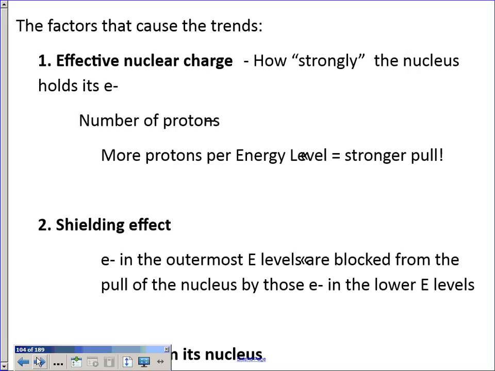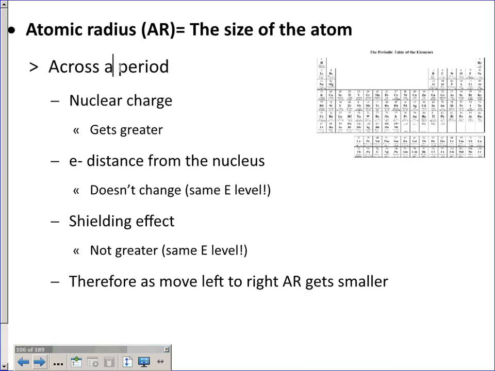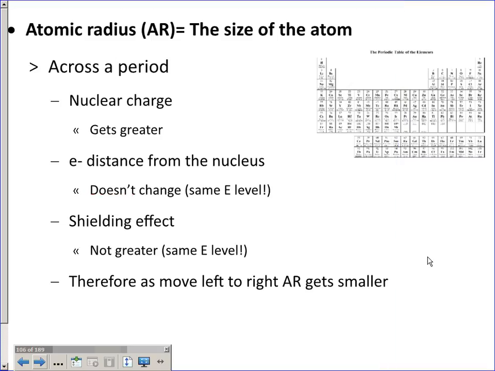All right, so effective nuclear charge and shielding effect. We know at least the terms. We're going to apply them now. You guys already have the knowledge of how to think about the atomic radius and why it changes. So now we're going to talk about those two factors and apply them in context to the radius and so forth.